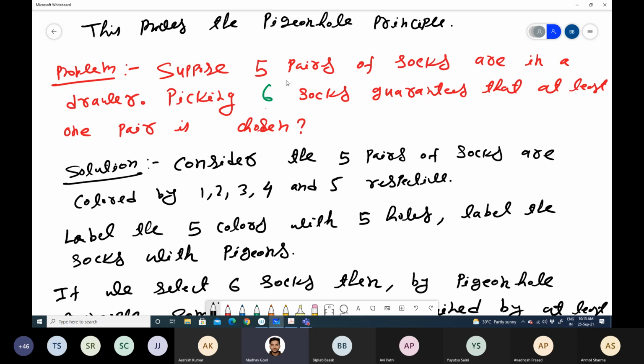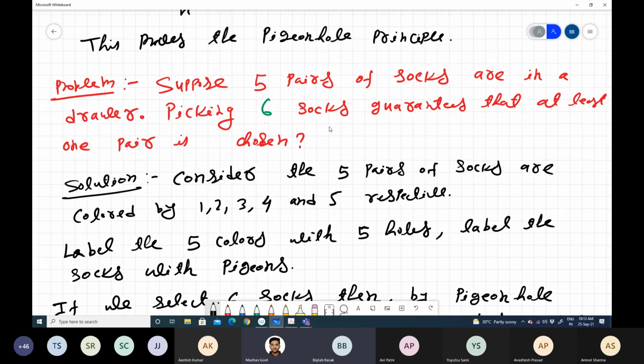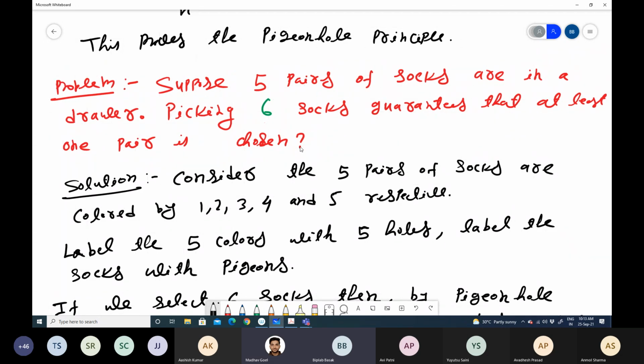But sir, we can in this way say 7 also and 8. 7 also, right, it is fine. But what the question says is that picking 6 socks guarantees that at least 1 pair is chosen. If you take 7, that is fine. But if 6 socks guarantees that, then why are you going to 7? Yeah, but I ask you the minimum? No. Here the question is just that picking 6 socks guarantees that at least 1 pair is chosen. That is the main question.